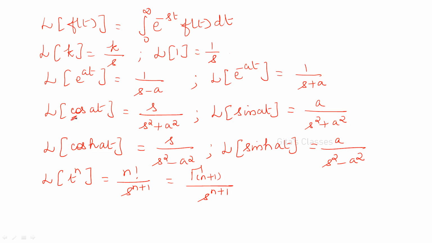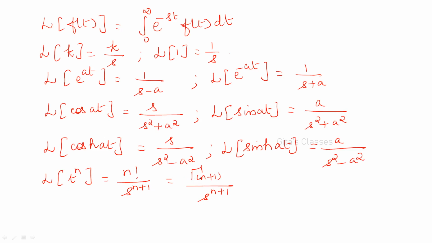Please remember here, c goes with s. For sine we will not get s, it will be the constant a by s squared plus a squared. And L of cos h at is s by s squared minus a squared. L of sin h at is a by s squared minus a squared. And L of t power n is n factorial by s power n plus 1 when n is an integer.